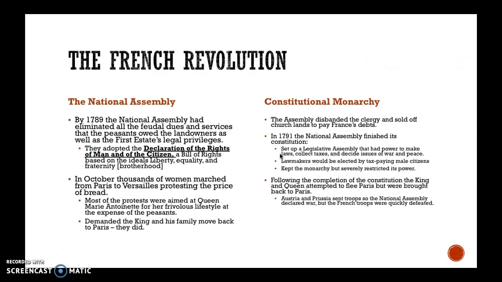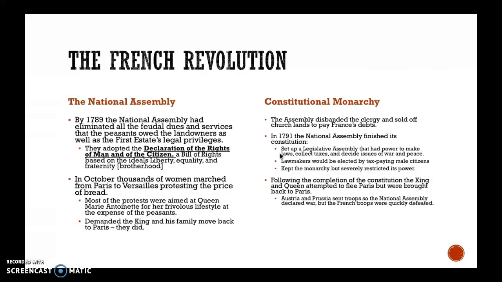So, overall, the National Assembly eliminated all of the feudal dues and services that the peasants owed the landowners, as well as the First Estate. They adopted a new Bill of Rights called the Declaration of the Rights of Man and of the Citizen that was based on these ideals of liberty, equality, and fraternity, which they called Liberté, Égalité, Fraternité. That was like the rallying cry of the revolution.